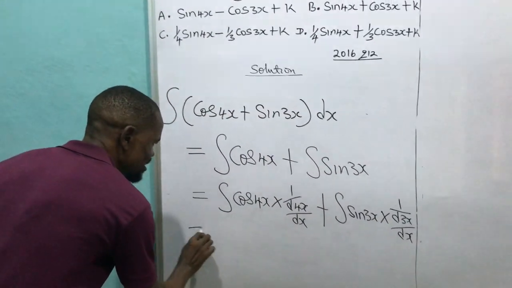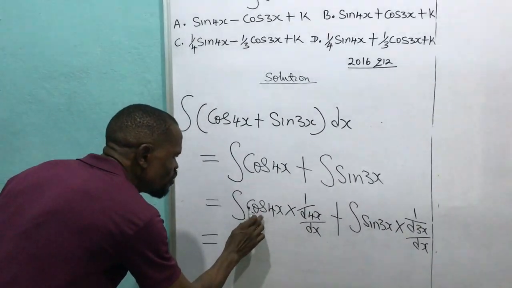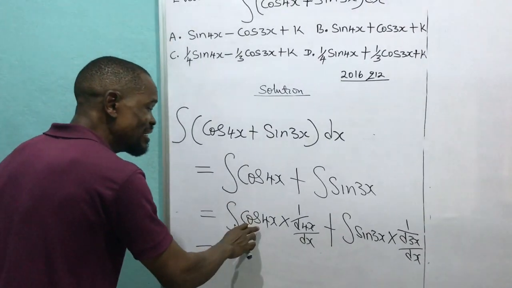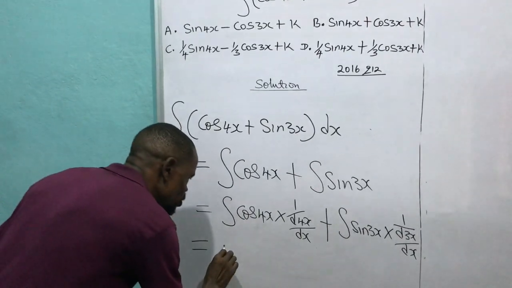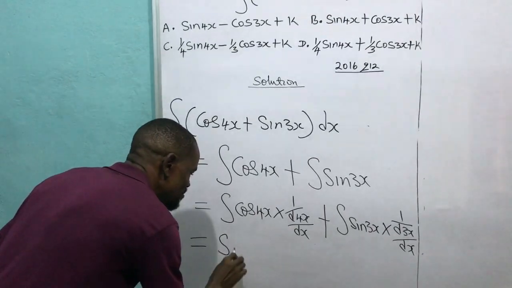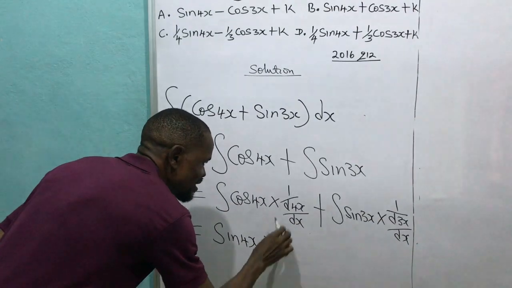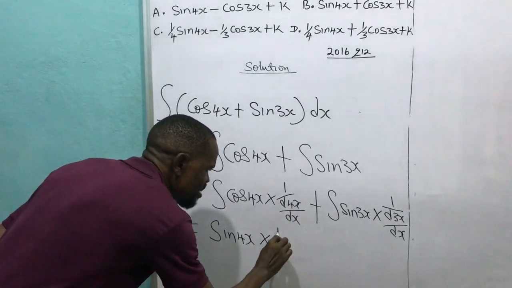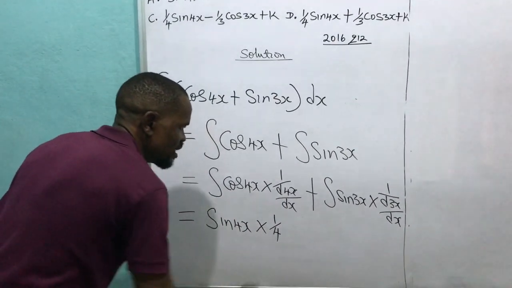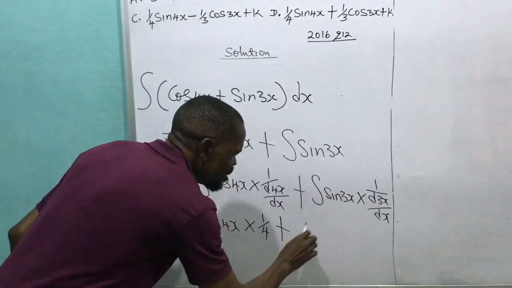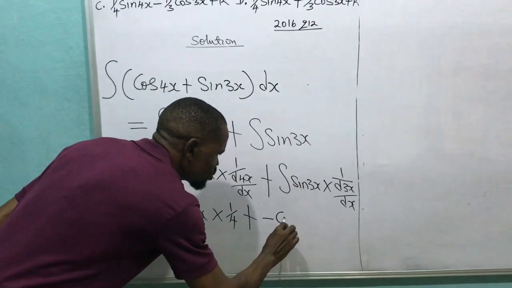Then doing that, I will have integration of cos. We give you what we said about cos. When I integrate cos, what am I going to have? I have sine 4x times differentiating of this, which will give me 4, so 1 over 4. Then plus integration of sine, which will give me minus cos.